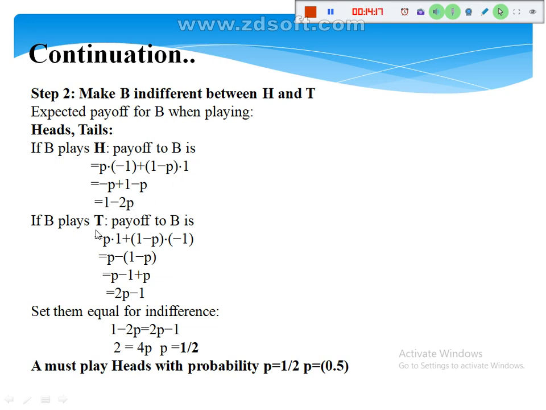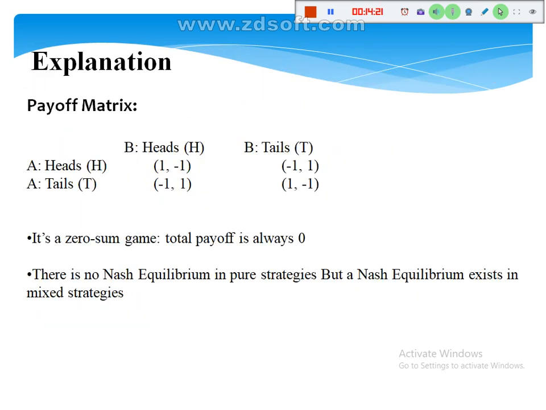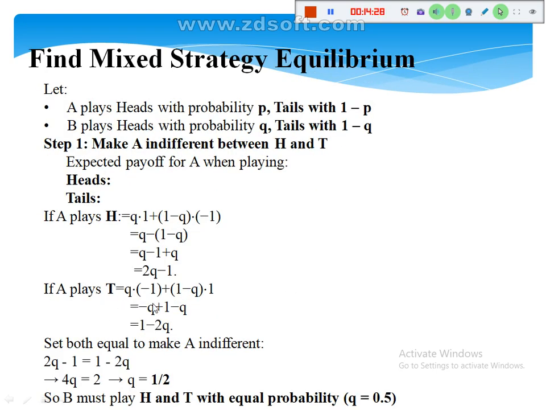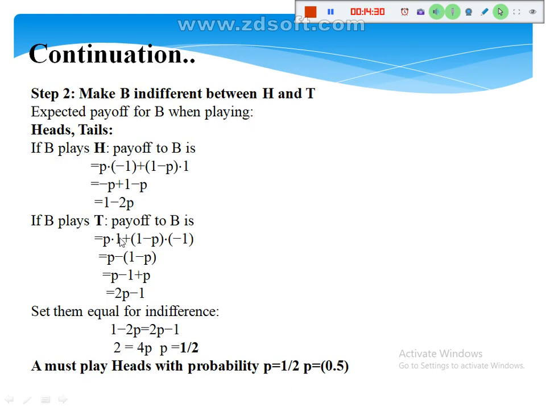Similarly, if B plays tails, what is the payoff? Minus 1 and 1. So P into 1 plus 1 minus P into minus 1. For each, we have to calculate the payoff and probability. So payoff into probability: P into 1 plus 1 minus P into minus 1. So solving we get 2P minus 1.